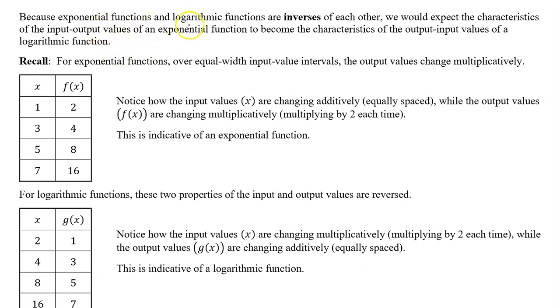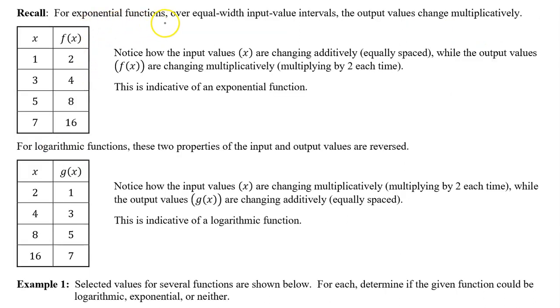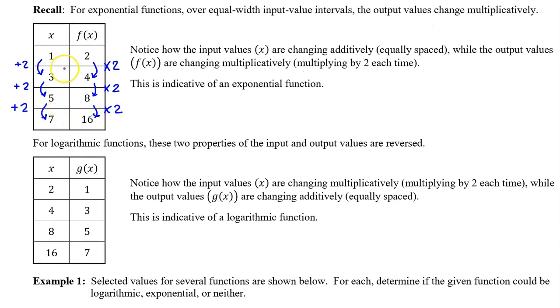Because exponential functions and logarithmic functions are inverses of each other, we would expect the characteristics of the input-output values of an exponential function to become the characteristics of the output-input values of a logarithmic function. Recall for exponential functions over equal width input value intervals, the output values change multiplicatively. For example, notice that for f of x, for equal length input value intervals, successive output values are 2 times bigger than the previous output value. That's how you know f of x is an exponential function.